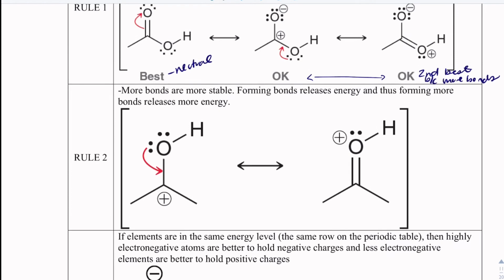More bonds is going to be more stable. Forming bonds releases energy, thus forming more bonds releases more energy. And throughout chemistry, you should learn that molecules prefer to reach their lowest energy state. Okay, and so we get something that looks like this. This would be best simply because more bonds.